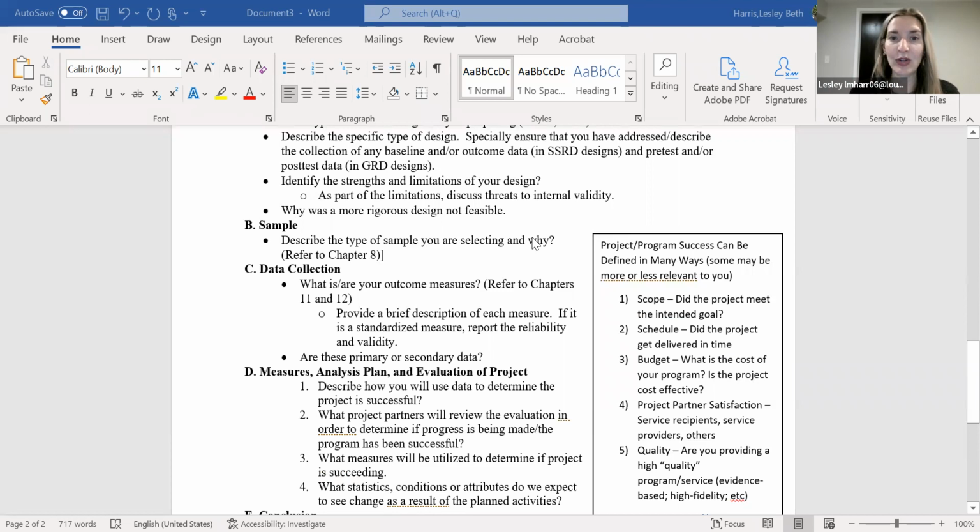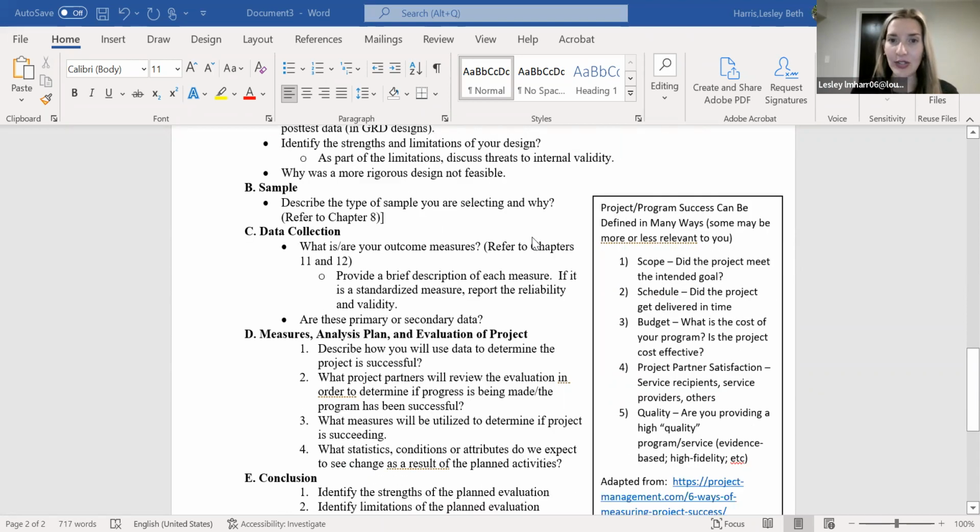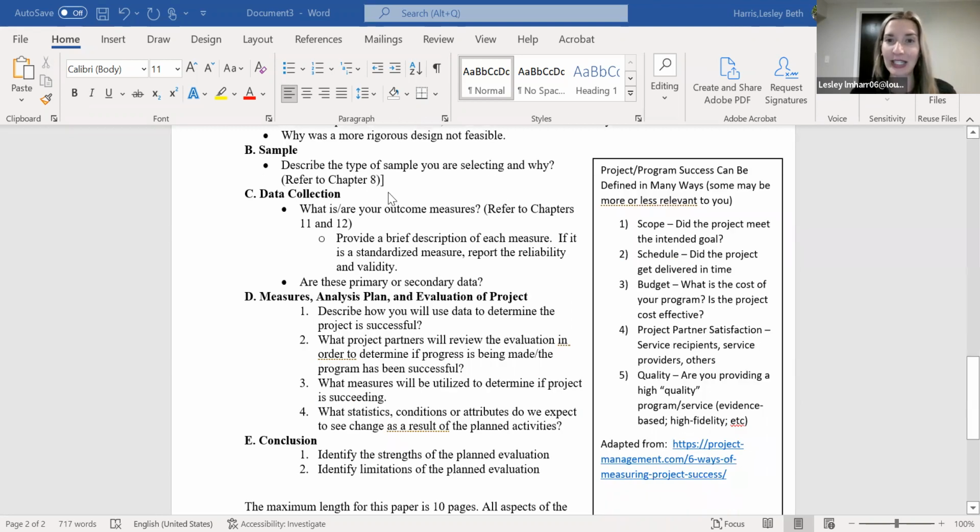You're going to list strengths and limitations and also discuss threats to internal validity. So pay really close attention. I believe the threats to internal validity was around spring break, prior to spring break, around week 9 or 10. So please review that content area. Why is a more rigorous design not feasible? That kind of leads you to some of the limitations of your design.